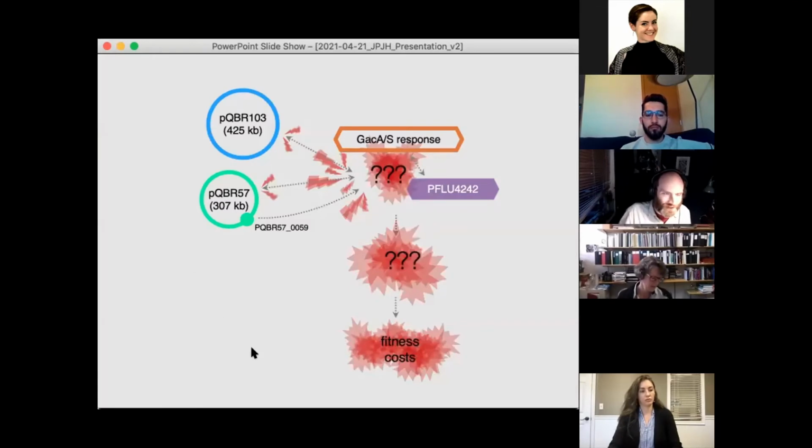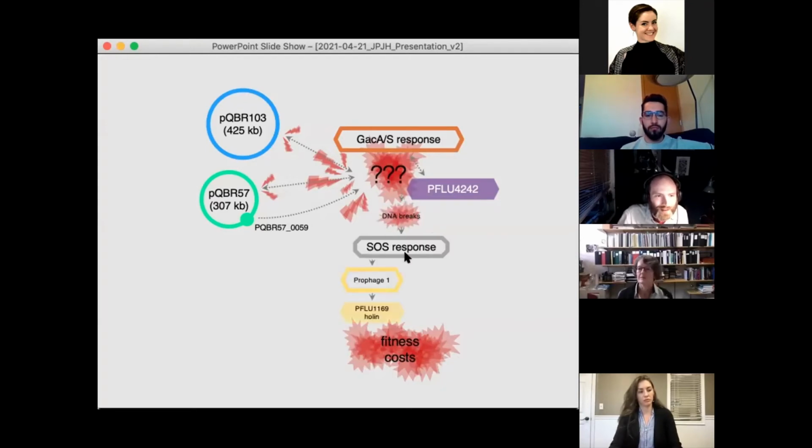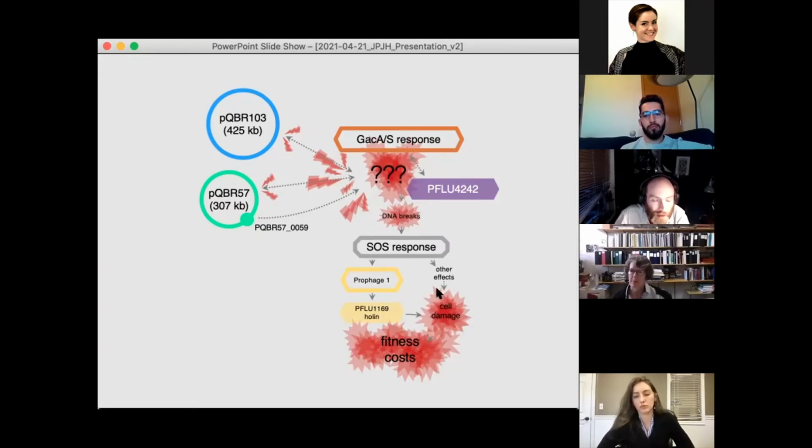Okay, so this was a complicated picture I showed you before. We can start filling in some of these gaps. The SOS response, which is activated by DNA breaks, activates this prophage 1, particularly this gene which encodes this holin, makes holes in the membrane, cell damage, that causes fitness costs. This may not be the only way in which the SOS response causes these fitness costs, so there may be other effects as well, but this is a confirmed pathway. We see this particular gene is upregulated by the plasmids.